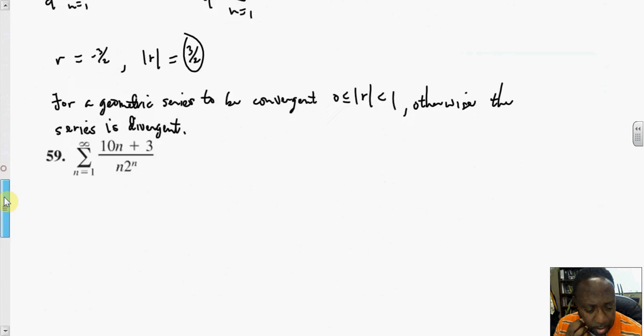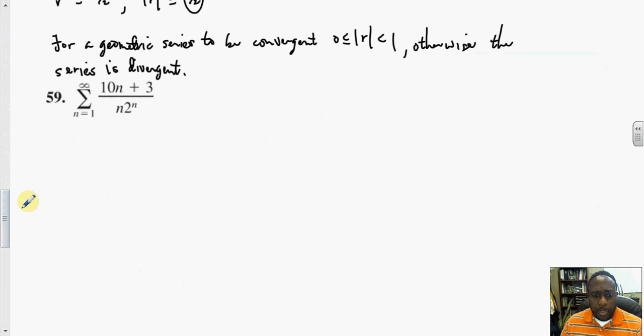Okay, so it's divergent. Well, let's look at this next one. This is the summation of 10n plus 3 divided by n times 2 to the n. Looks like we can probably do a limit comparison. What I'm thinking in my head is how to get rid of that 2 to the n, because it throws everything off. It's not even comparable to 10 times n plus 3 over n. So we can remove it by comparing it to the series of 1 over 2 to the n.